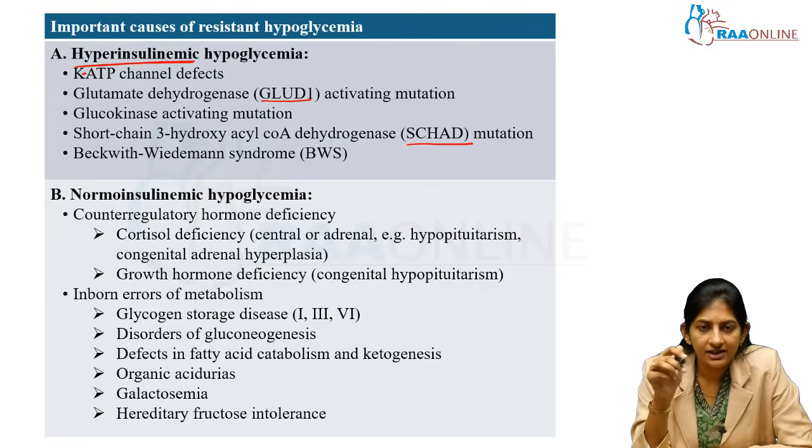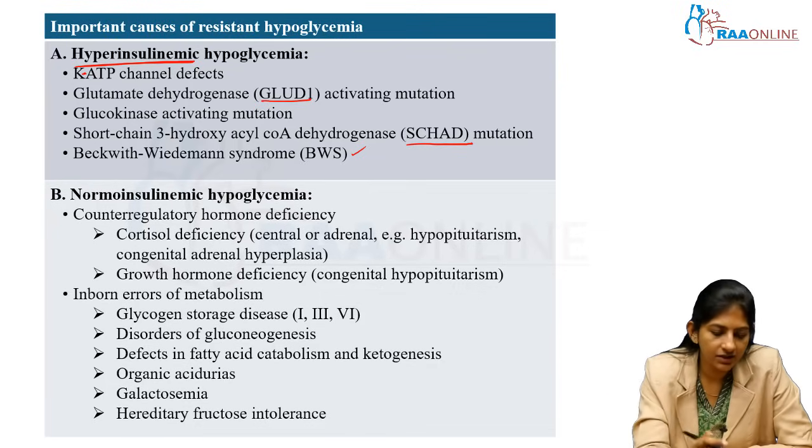So, these are all genetic defects, and Beckwith-Wiedemann syndrome will have a hyperinsulinemic state. Insulin level is normal, but there is hypoglycemia. First, rule out endocrine disorders. Most of the endocrine disorders you have to rule out. So, what are the endocrine disorders which will cause hypoglycemia?